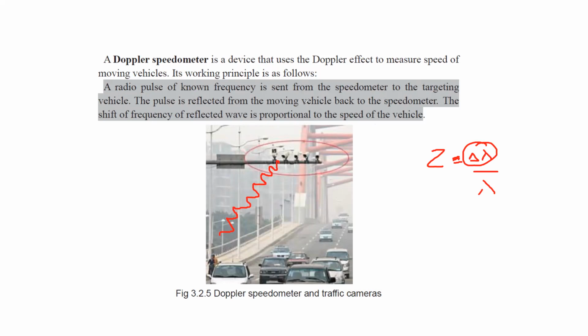The pulse which is reflected from the vehicle back to the speedometer has a frequency shift proportional to speed. If there is a greater shift, the car is moving at a higher speed. If there is a small change in frequency, the car is moving relatively slowly, and if there is no shift, the car is stationary. There will be a shift if the car is moving, and the change in frequency or wavelength is directly proportional to the speed at which the car is moving. So greater change means greater speed, and at a certain speed limit, the camera will capture the image.